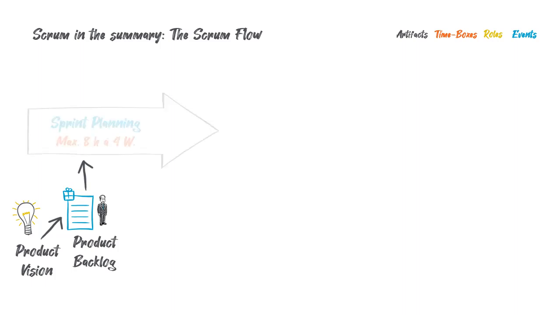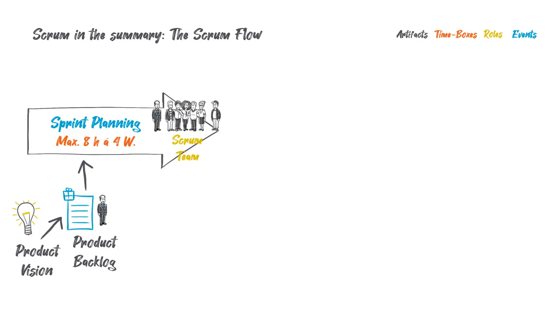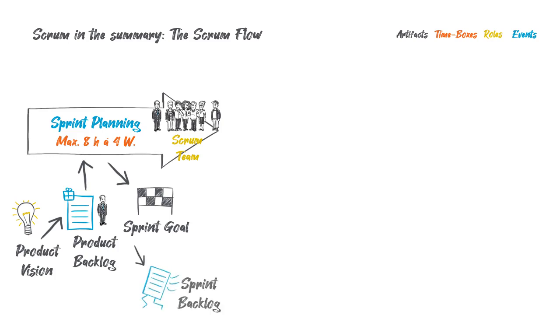Sprint planning is the first event in Scrum. The whole Scrum team is present at sprint planning. It has a maximum duration of 8 hours for a 4-week sprint. In sprint planning, 2 artifacts are created. One is the sprint goal. The Scrum team defines together what is completed in the sprint. The sprint goal serves as a stage goal, as a mini vision for the sprint, and enables focused work and progress monitoring. The second artifact is the sprint backlog.